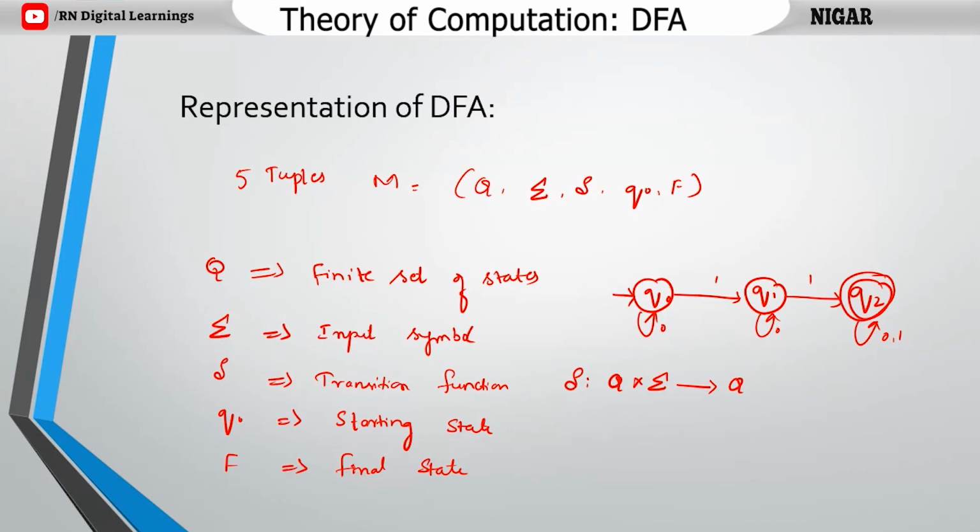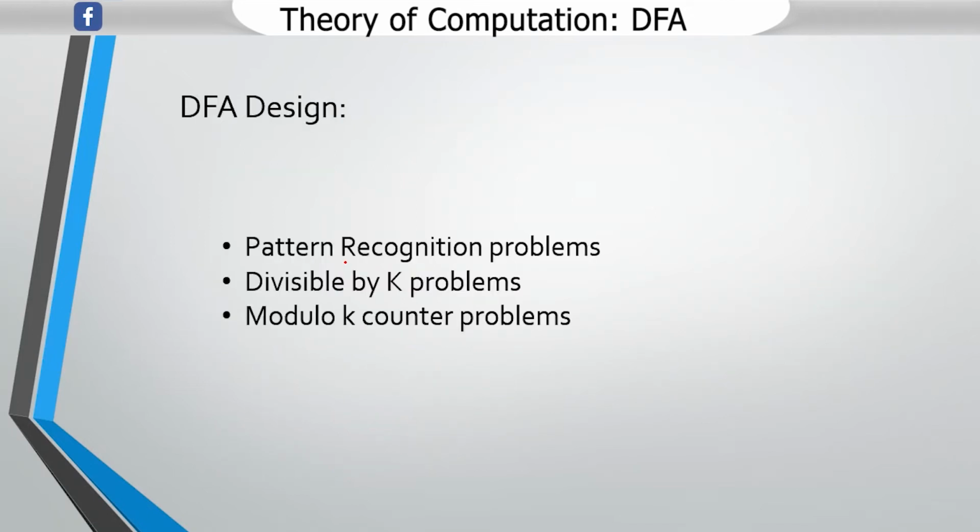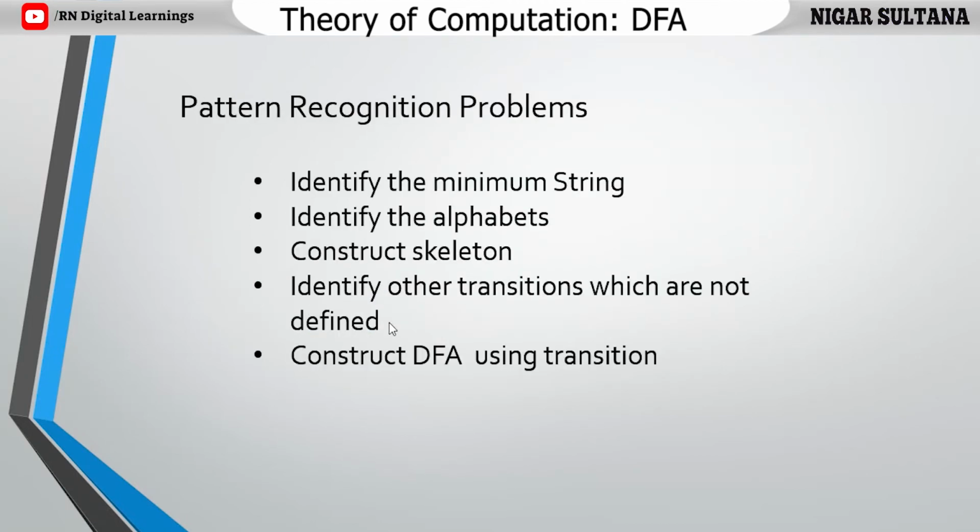Now, let's see what are the different problems we are going to solve in DFA. First type is the pattern recognition problem, then divisible by K problem and modulo K counter problems. In this video, we are going to learn only the problems based on pattern recognition. In a later video, we are going to learn 2 more types of problems, that is divisible by K problems as well as modulo K counter problems. So these are the steps we are going to follow while solving a pattern recognition problem.